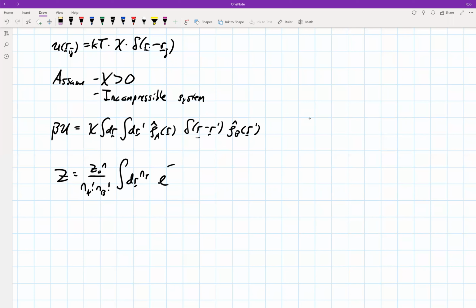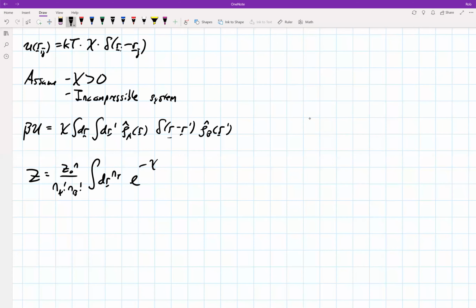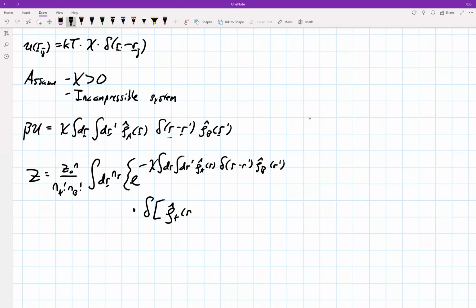Actually, let me just go ahead and write this out in integral form. So we have minus chi, delta of r minus r prime, and rho B hat of r prime. And then the other thing that we need to insert in here, so I'm going to use a brace to make sure that it's clear, is that this is going to be multiplied by a delta functional that's going to enforce the density to everywhere be equal to rho naught. And so this is going to be the thing that enforces our incompressibility constraint. All right, so it's going to be rho hat plus minus rho naught.